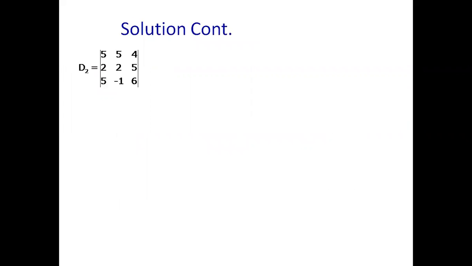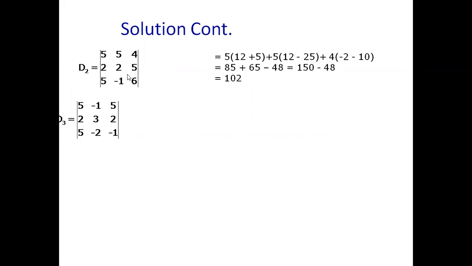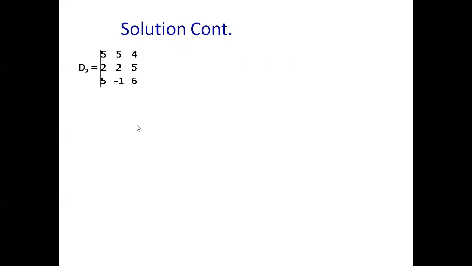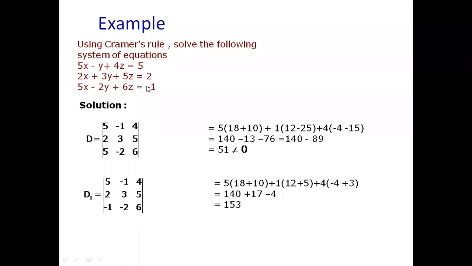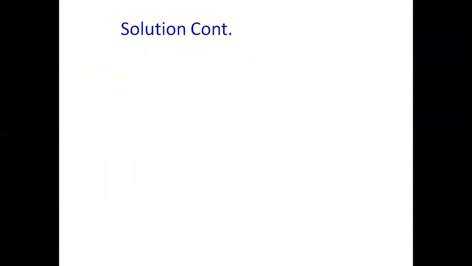Next is what? For D2. D2 means replace the second column. So we get the answer 102, and D3 is nothing but what? Replace the third column with 5, 2, minus 1. Okay. So we get D, D1, D2, D3. Use these values to find x, y, z.